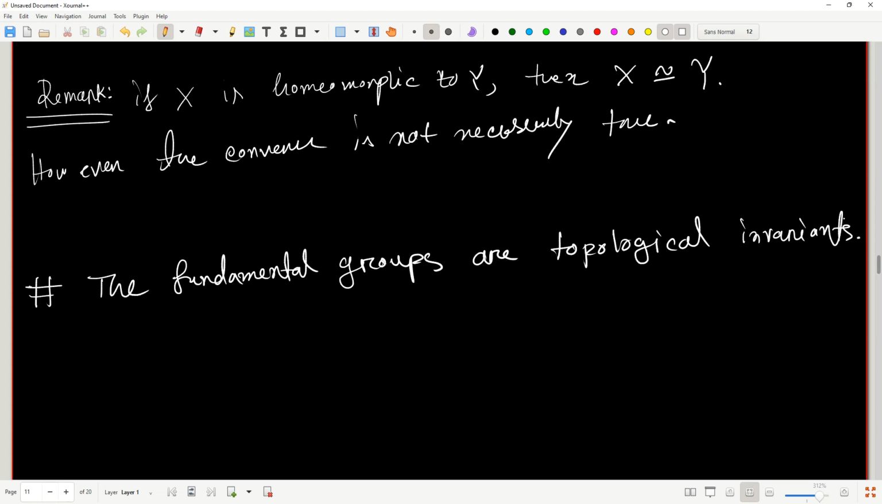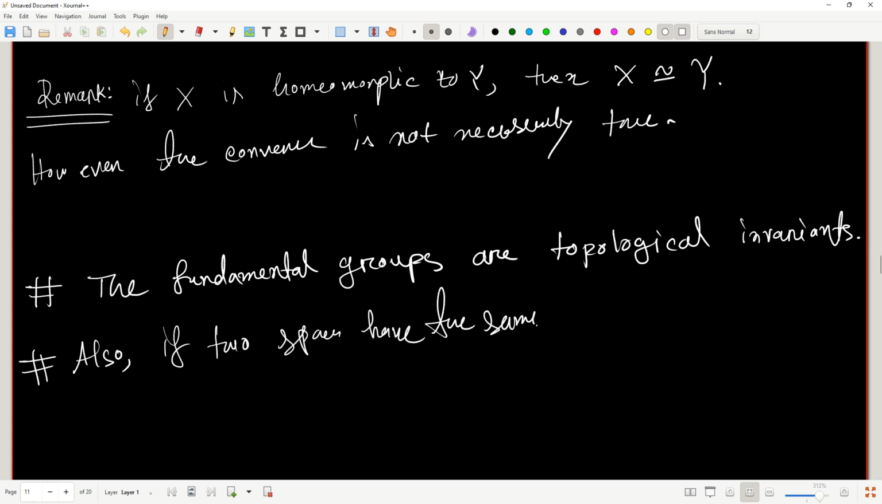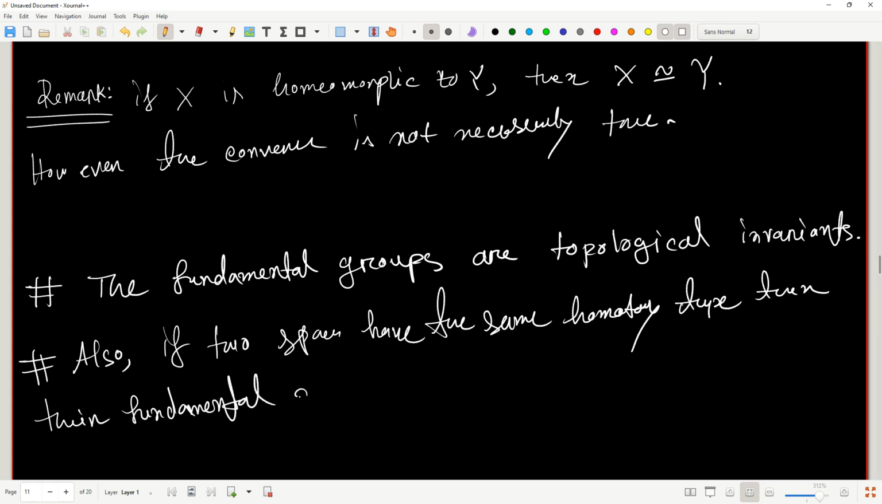Also, if two spaces have the same homotopy type, then their fundamental groups are the same.